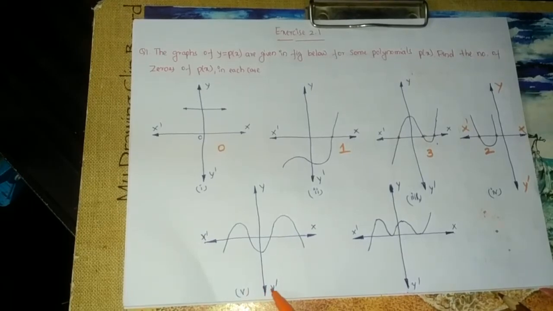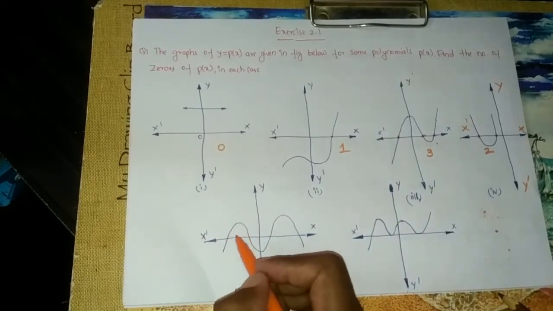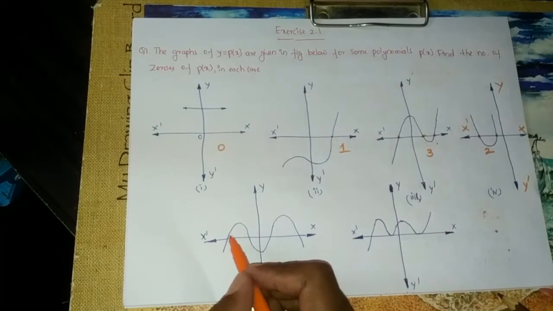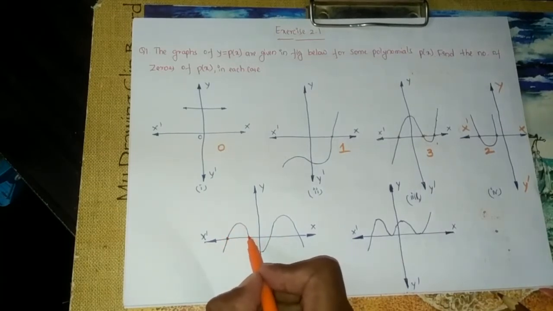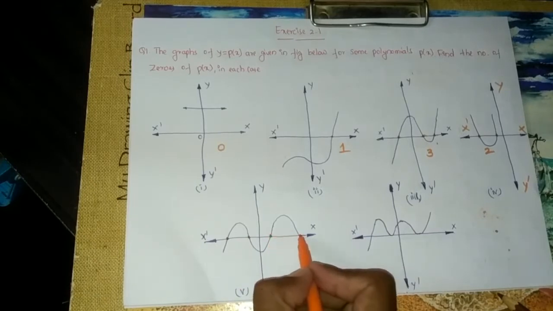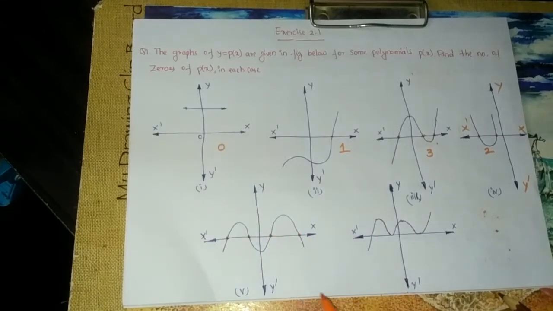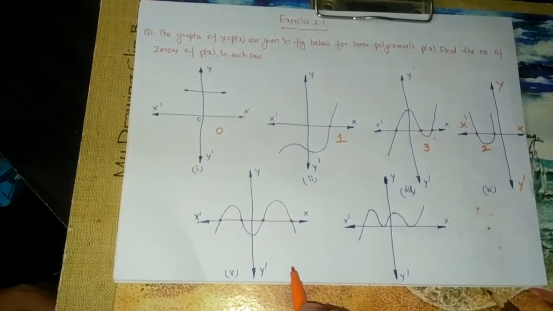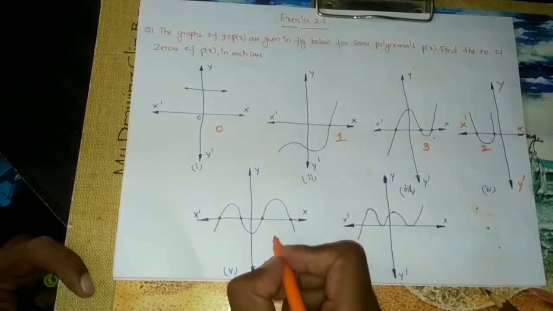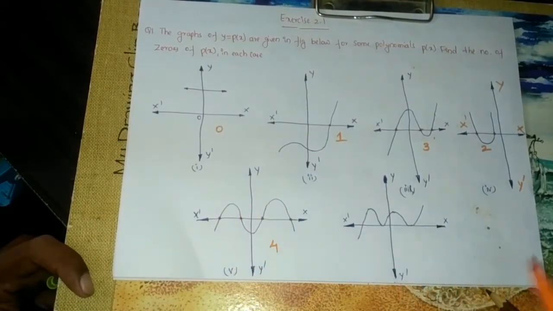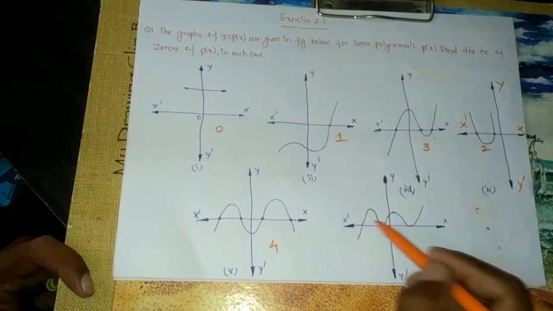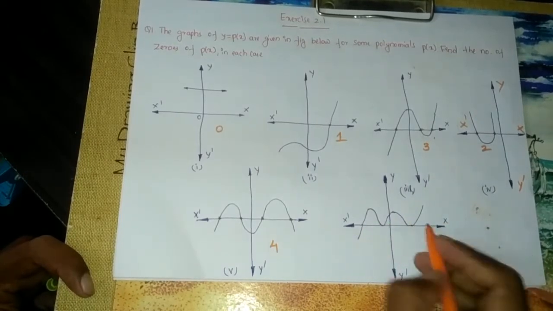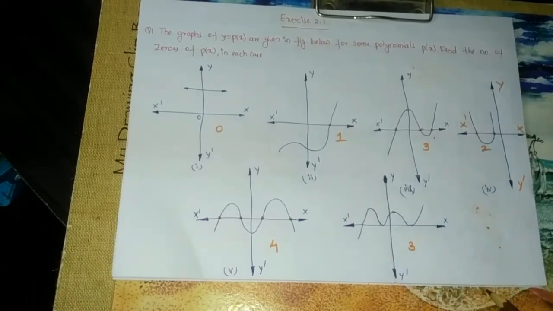In this fifth example, count the number of points where this curve is cutting. This is 1, 2, 3 and 4. So the number of zeros for this graph will be 4. Here the number of zeros will be 1, 2, 3. It is 3.